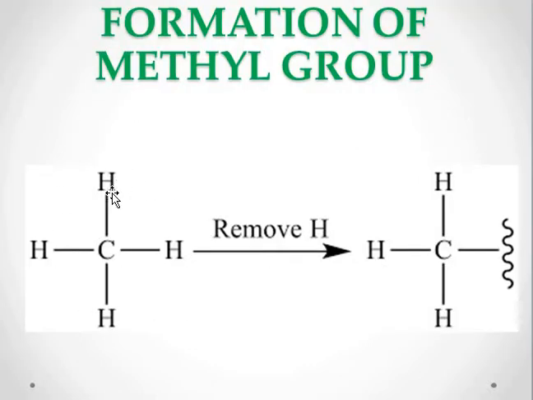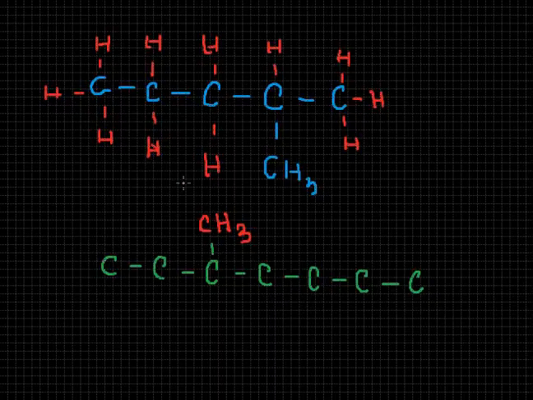Now look, this is your methane, CH4. Now if you remove one hydrogen from here, it forms a methyl group. So it means one electron is vacant here. So it is unstable. It is looking for the pair. So this methyl group, which we're going to write as CH3, is going to be attached here. So that's what I'm going to show you here.